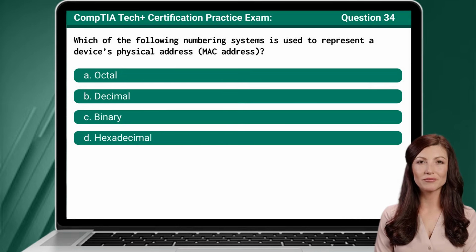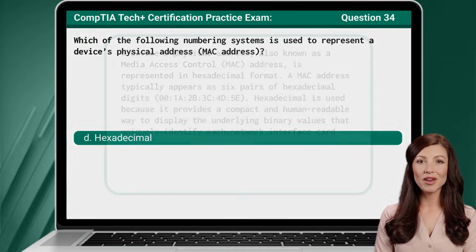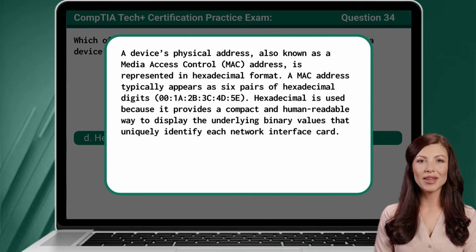Question 34. Which of the following numbering systems is used to represent a device's physical address? The answer is D. Hexadecimal. A device's physical address, also known as a Media Access Control or MAC address, is represented in hexadecimal format. A MAC address typically appears as 6 pairs of hexadecimal digits. Hexadecimal is used because it provides a compact and human-readable way to display the underlying binary values that uniquely identify each network interface card.